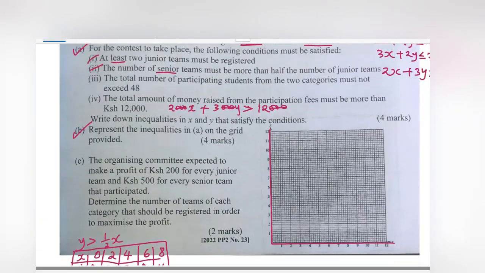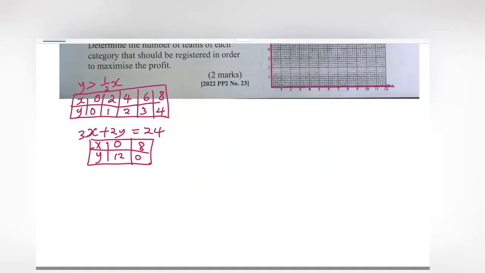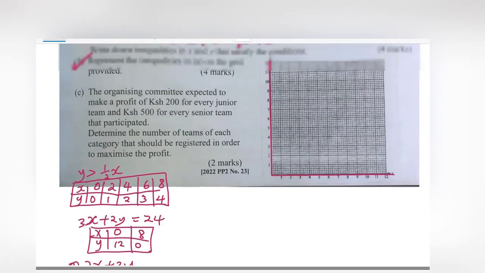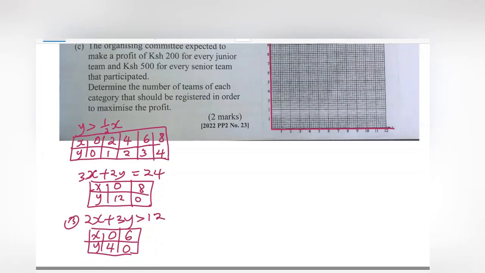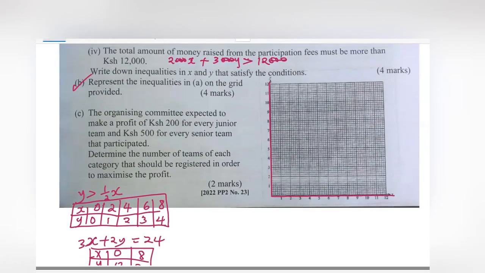And for the last one, where we have 2x plus 3y is actually greater than 12, we can draw a table having x and y. If we assume the value of x to be 0, then y is going to be 4. And if we assume that the value of y is 0, then x is going to be 6. And now we can proceed and represent the inequalities graphically.